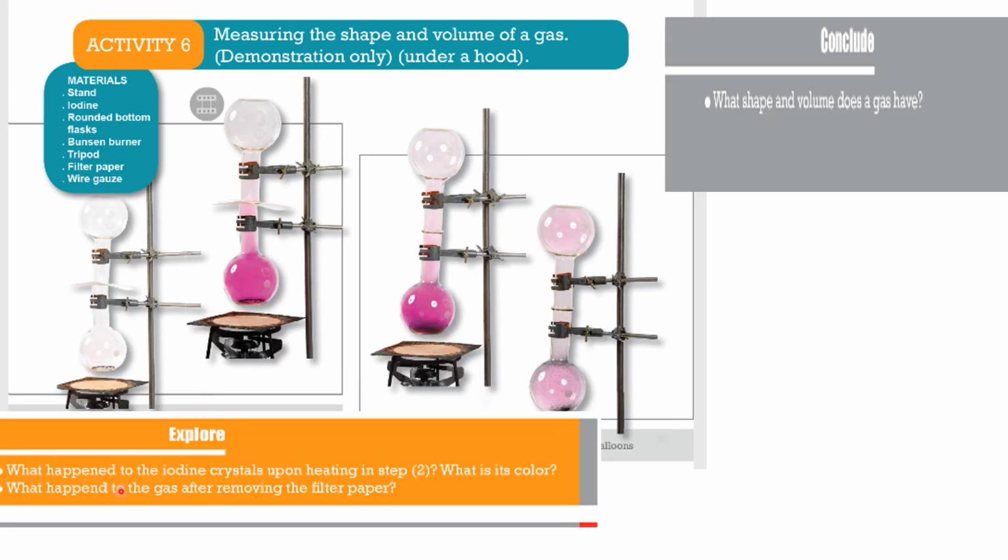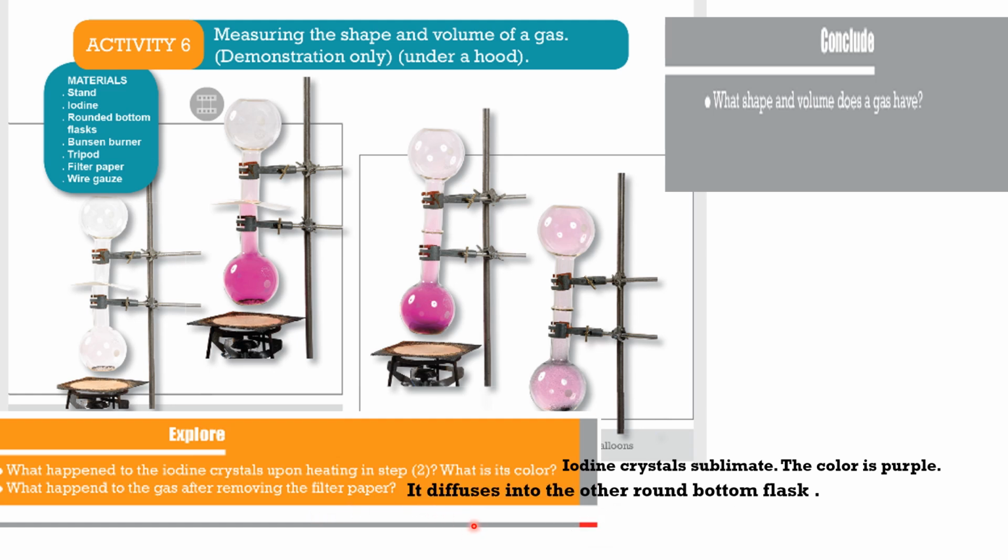Explore. What happened to the iodine crystals upon heating in step 2? What is its color? Here, upon heating, iodine crystals sublimate. Sublimate means change from the solid directly to gas state. So, iodine crystals sublimate. What is its color? Its color is purple. What happened to the gas after removing the filter paper? It diffuses into the other round bottom flask.